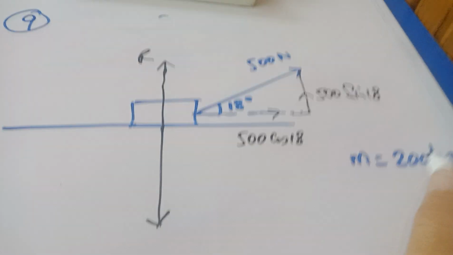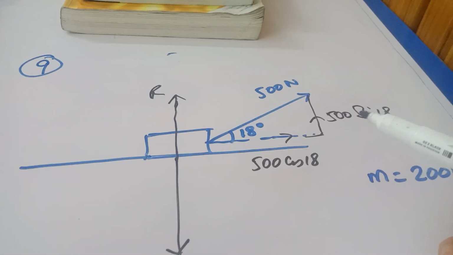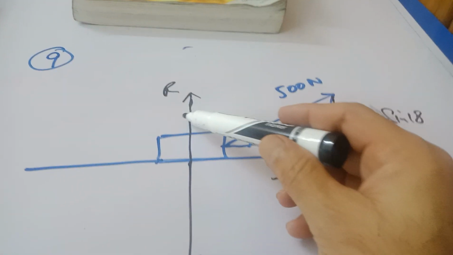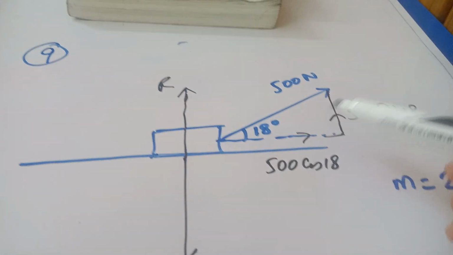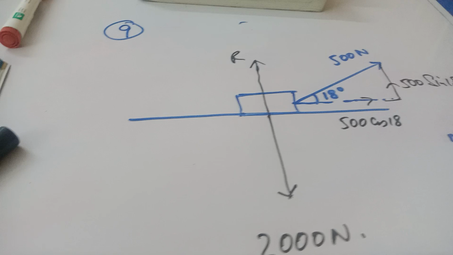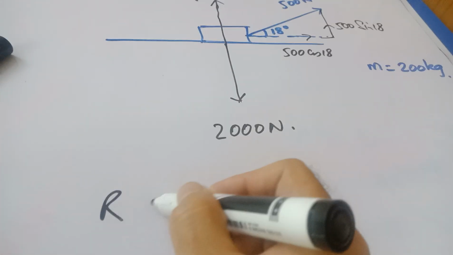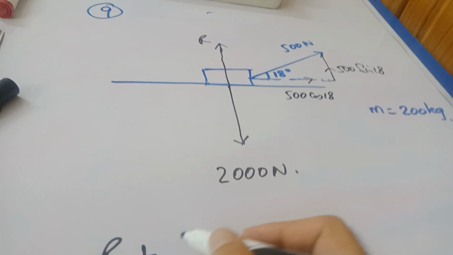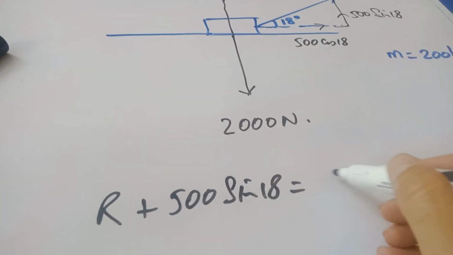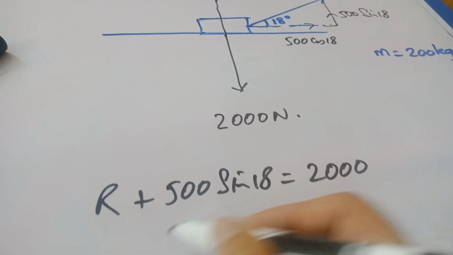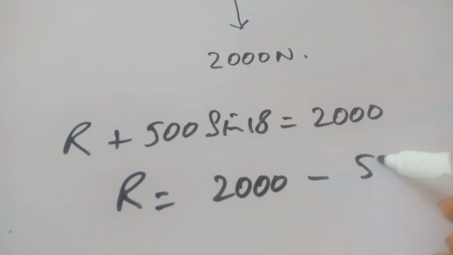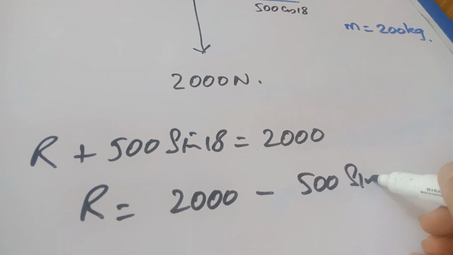Now this is a very different question this time, because determining R is not that simple. In the previous question, we just had R equal to 2000, but here there is another upward force. So this R plus this 500 sine 18 would be equal to 2000. So we can keep this R as 2000 minus 500 sine 18.